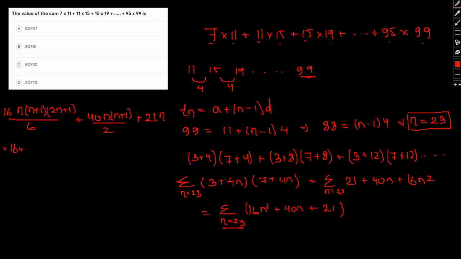Now if I substitute the value of n, where n is equal to 23, in this regard we'll have 16 into 23 into 24 into 47 by 6, plus 40 into 23 into 24 by 2, plus 21 into 23. Okay, so can we cancel this out? This goes out for 4, 12.